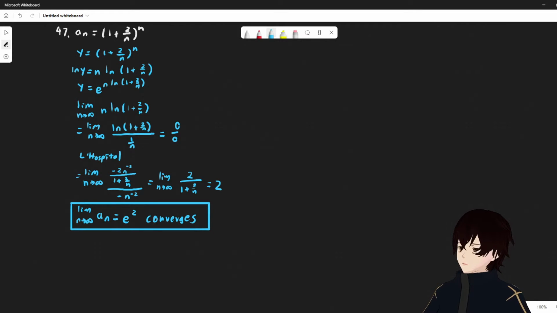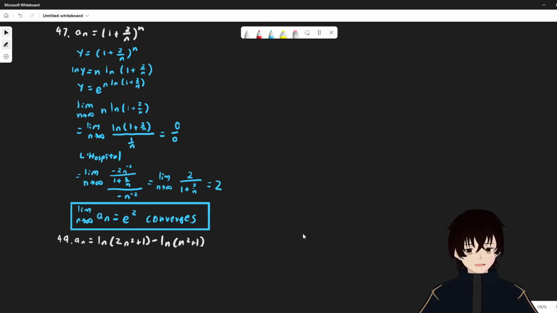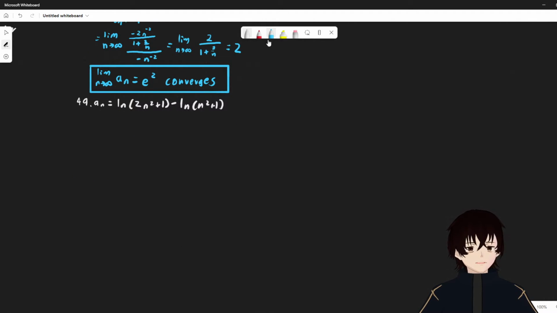It'll only get worse as time goes on. But 49. A sub n is equal to natural log of 2n squared plus 1, I do not like this, minus natural log of n squared plus 1. You know what, this is not too bad. I know how to solve this one at least.